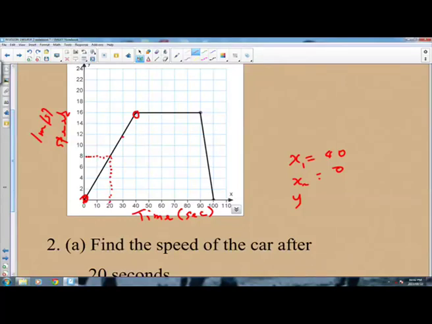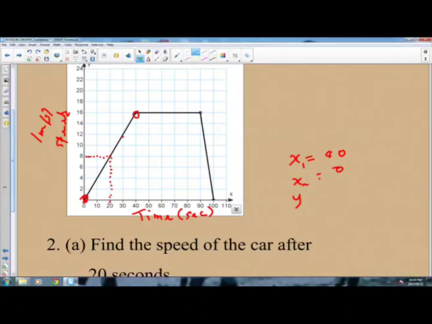Because what we can see here is from the point 0, 0 up to the point 40, 16, it's a straight line. And the 30-second lies somewhere along that line. So all that you need to do is to pick any 2 points along that, and then you calculate the slope of the line. Because in a speed time graph, the slope of the line represents acceleration.